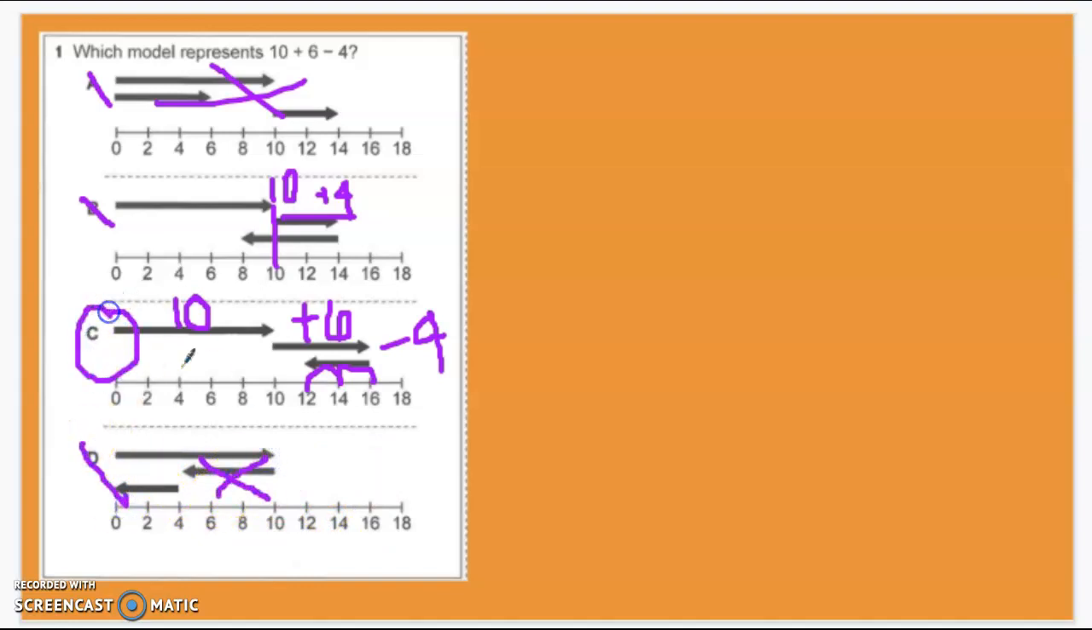So your correct answer is C. You're going to practice something like this with another number line on the next slide.